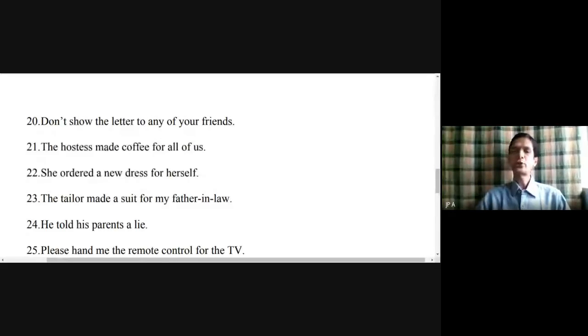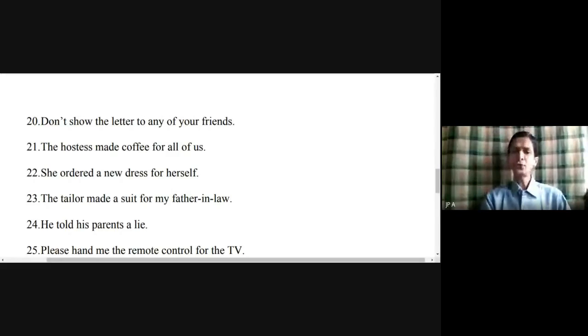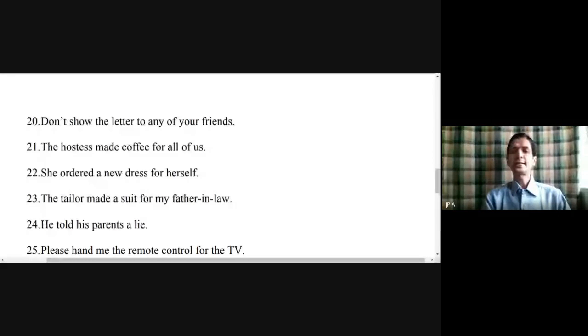The next one, the hostess made coffee for all of us. The hostess made coffee. Yes, made is the verb. Made what? Coffee. Yes, coffee is the direct object. And to whom or for whom? Yes, for all of us. So all of us is the indirect object.